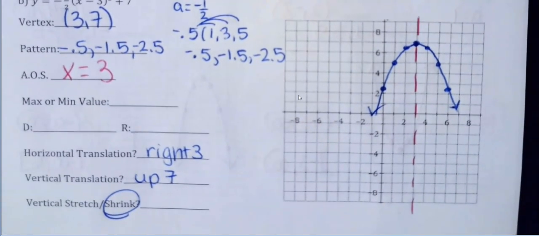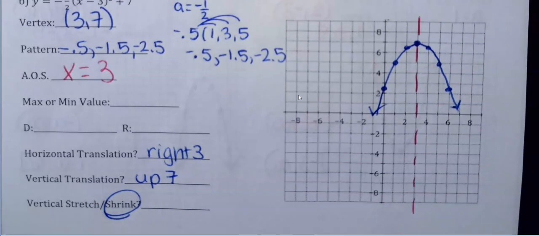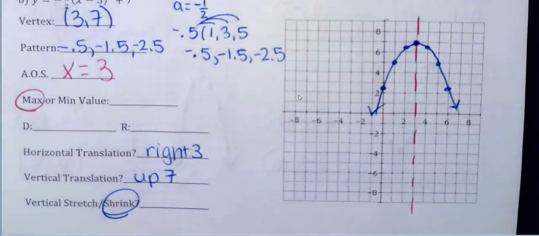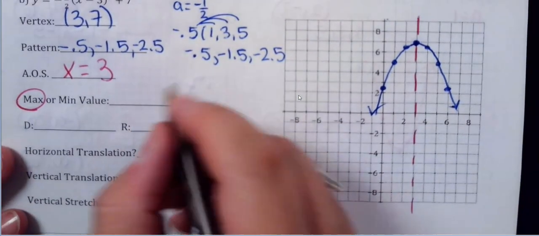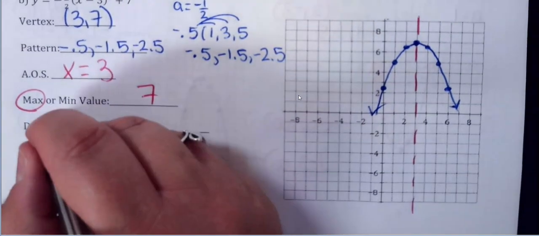Does this graph have a maximum or minimum? Maximum, because the vertex is right at the top, there's nothing above that. This is a maximum. The actual value, you just grab the y-coordinate of the point, which is 7 for this question. And then I just got to fill in the domain and range real quick, and then we'll be done.